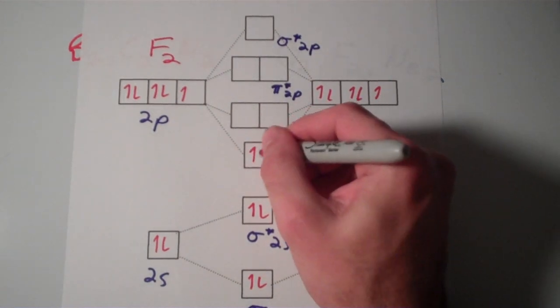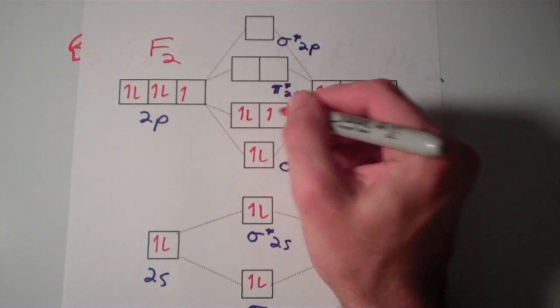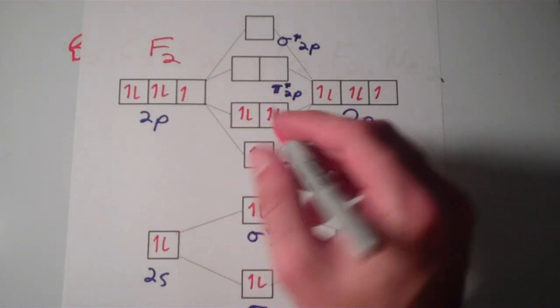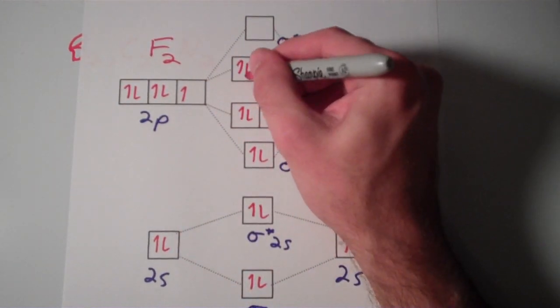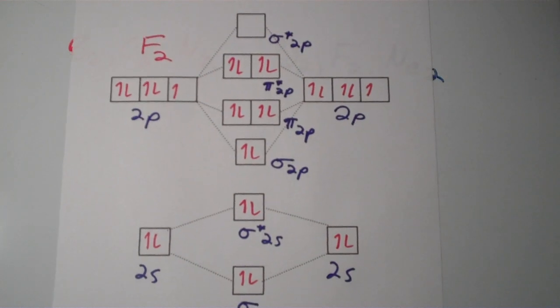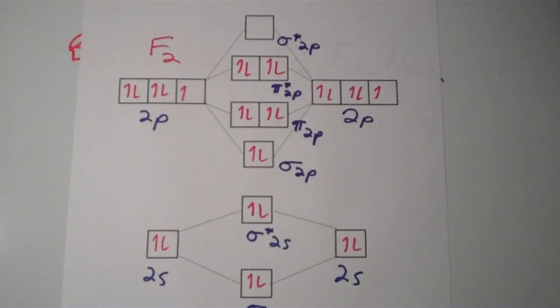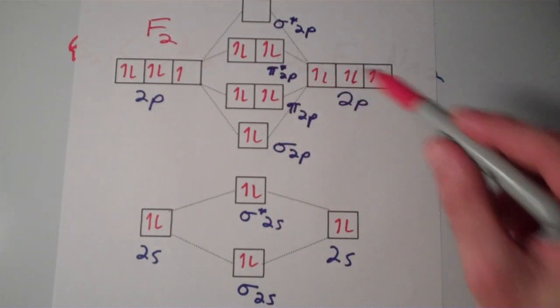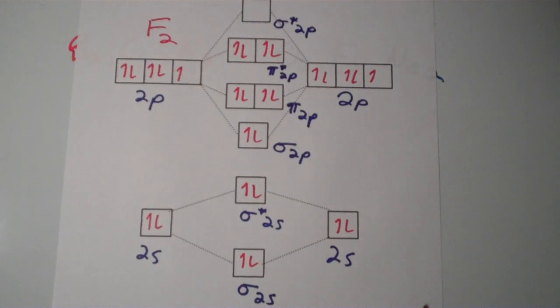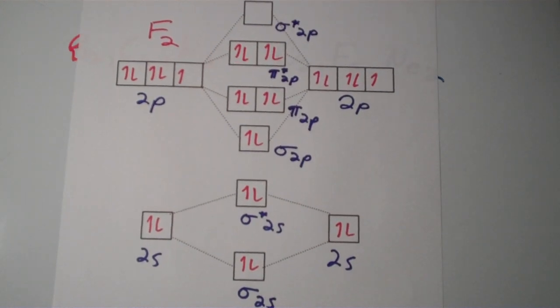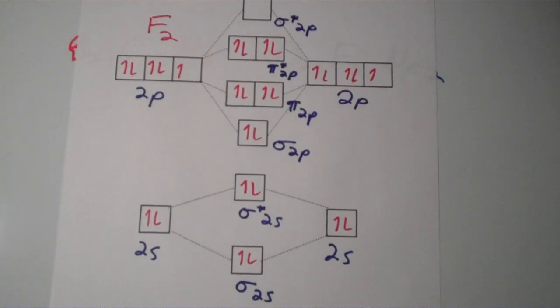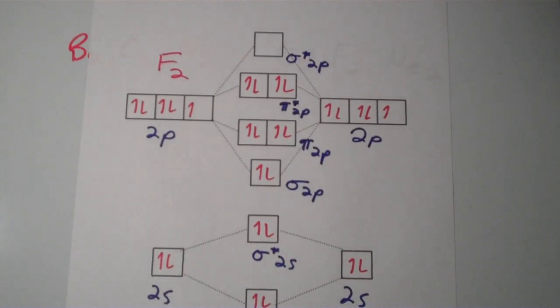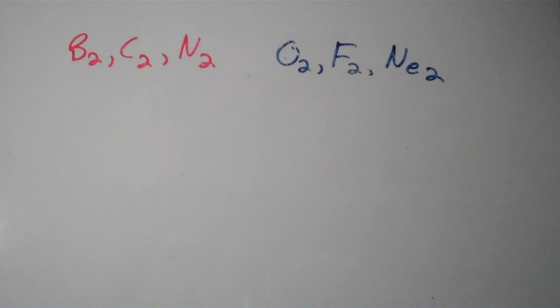So this is 1, 2, 3, 4, 5, 6, 7, 8, 9, 10. So this is what the molecular orbital diagram of the F2 molecule looks like. We have more and more electrons that are now populating these antibonding MOs. So F2 shouldn't be as stable as O2. And now finally let's move on to neon, Ne2.